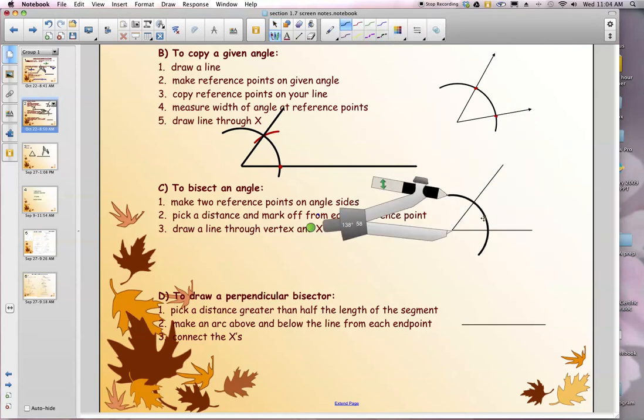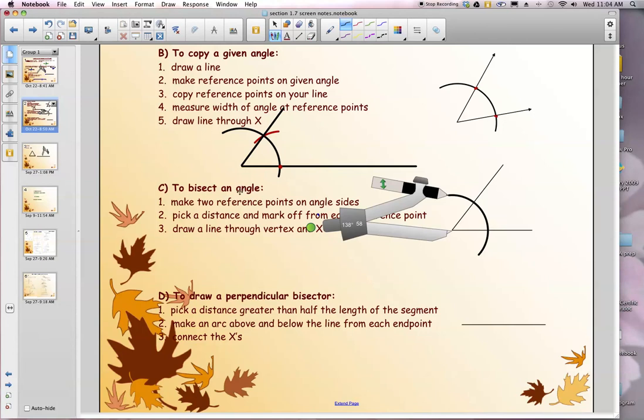2 reference points. And you can go as far out as you want. Usually the farther out you go, the little bit easier it is. If you get these 2 edges too close together, it's very hard to hang on to the compass. So the first thing you're going to do is make those 2 reference points.